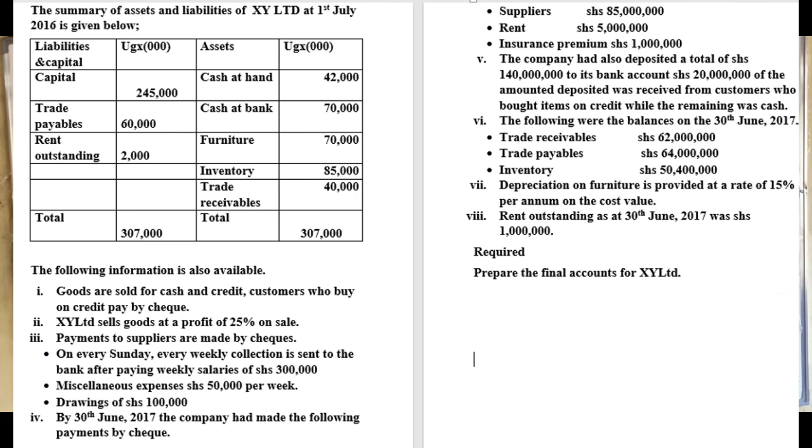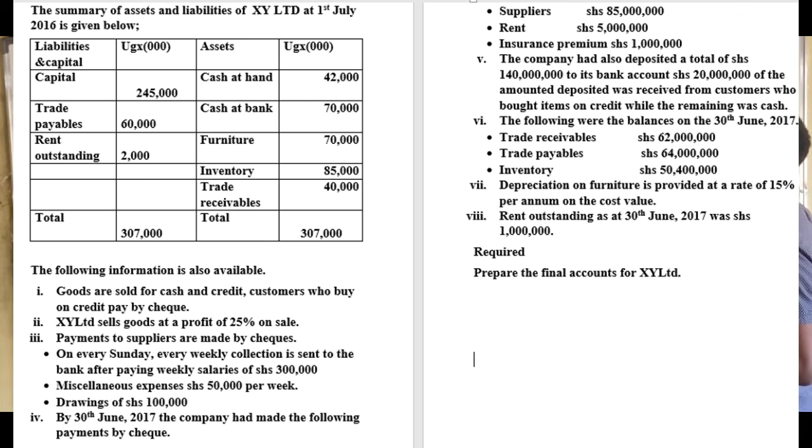So that's the question that we are going to do. I know it looks somehow complicated, but we are going to try our level best to make it simplified. Now, if you look at that question, one, they told us that money is sent to the bank after paying out weekly salaries. They also say that payments to suppliers are made by check. Then on every Sunday, every weekly collection is sent to the bank after paying out weekly salaries.